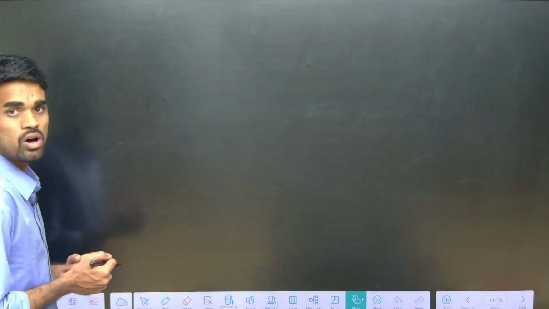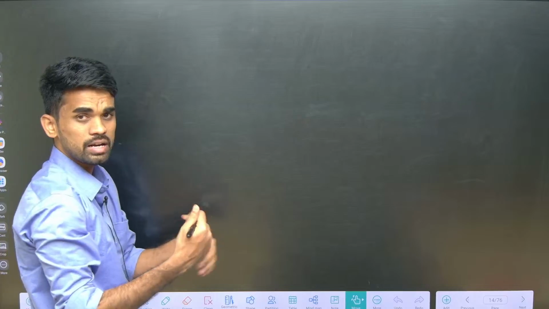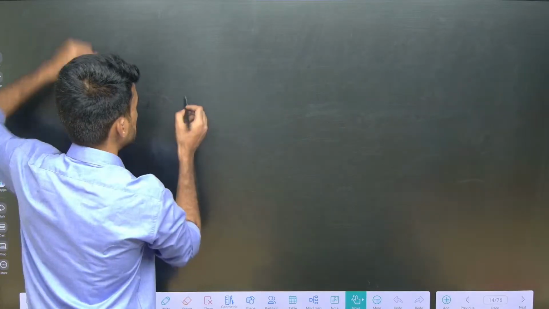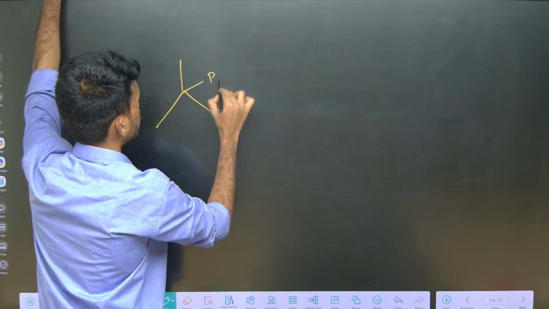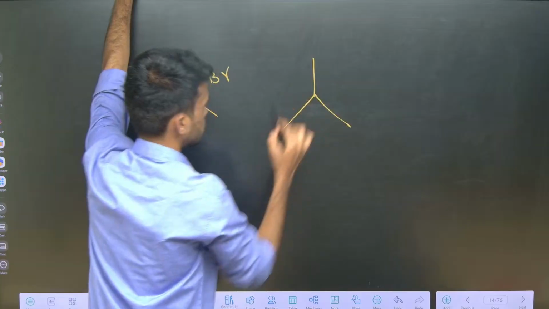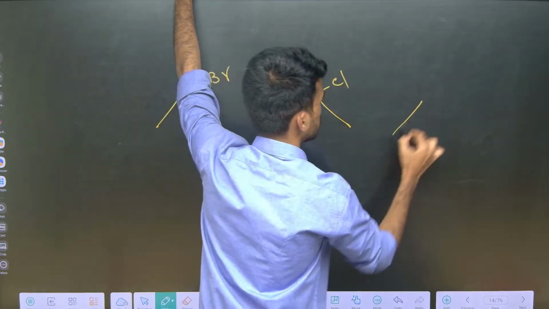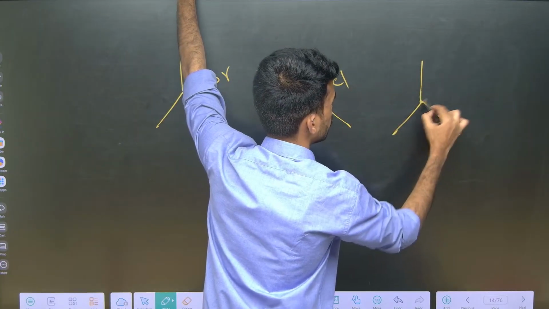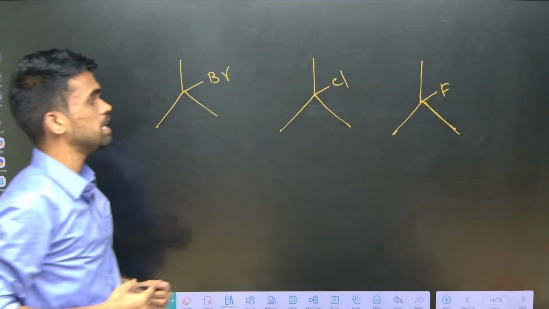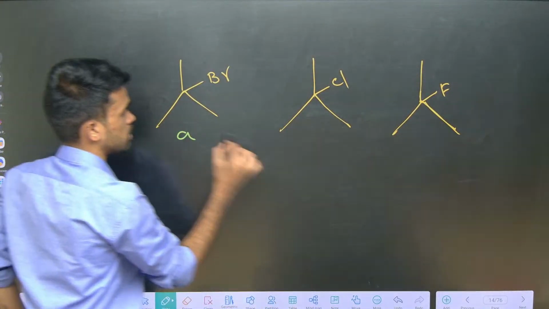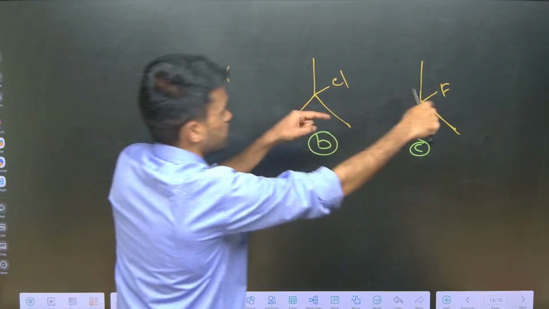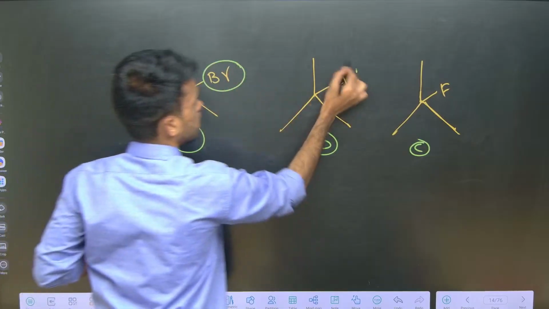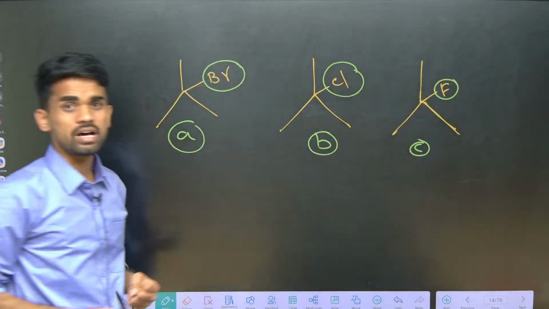Let me give you some examples here. Which of the following readily undergoes the SN1 reaction? See, I am writing here bromine, chlorine, fluorine. Which of these readily undergoes the SN1 reaction? A, B, C. So what does it depend on? See, the substrate alkyl groups are the same, but here the halide is bromide, here chloride, here fluoride. So it depends on the halide ions now.